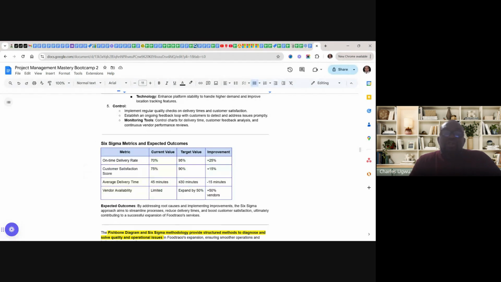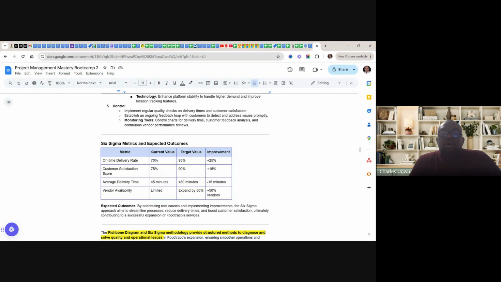Customer satisfaction is 90%, but current value is 70%. So we need 15% more improvement. Average delivery time is 45% at the moment.